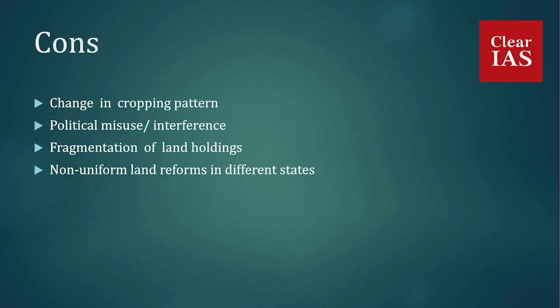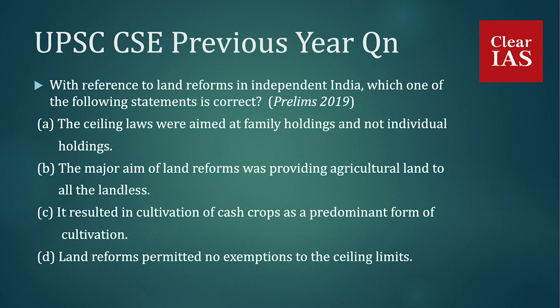There were some cons as well. They resulted in change in cropping pattern. There was political interference and misuse. They resulted in fragmentation of land holdings, and these land reforms were non-uniform in different states, as we have already mentioned. Now, let us look into the previous UPSC questions.